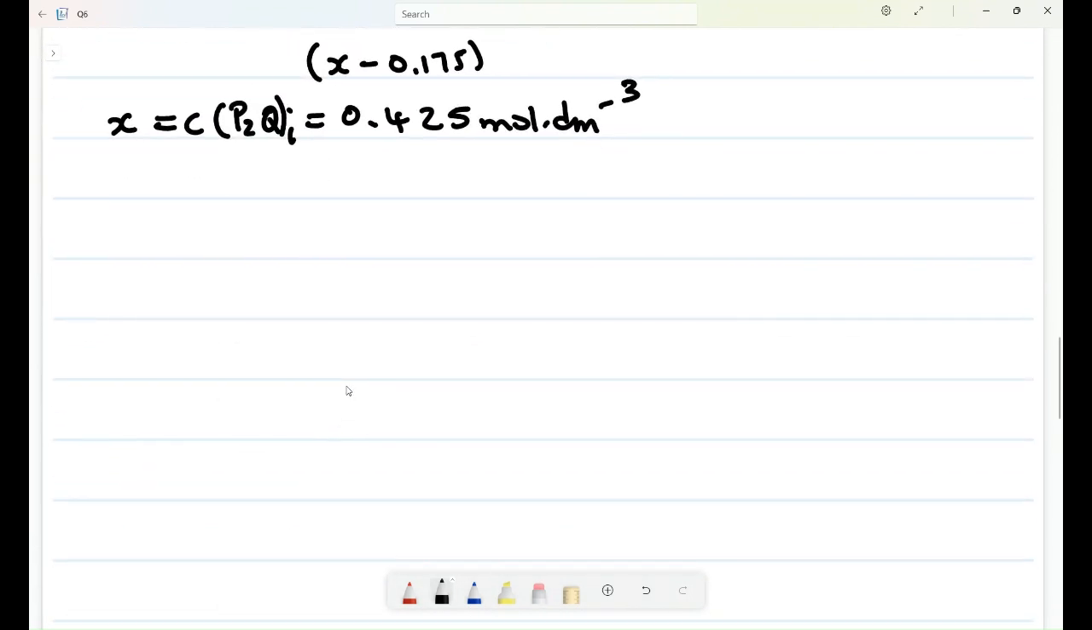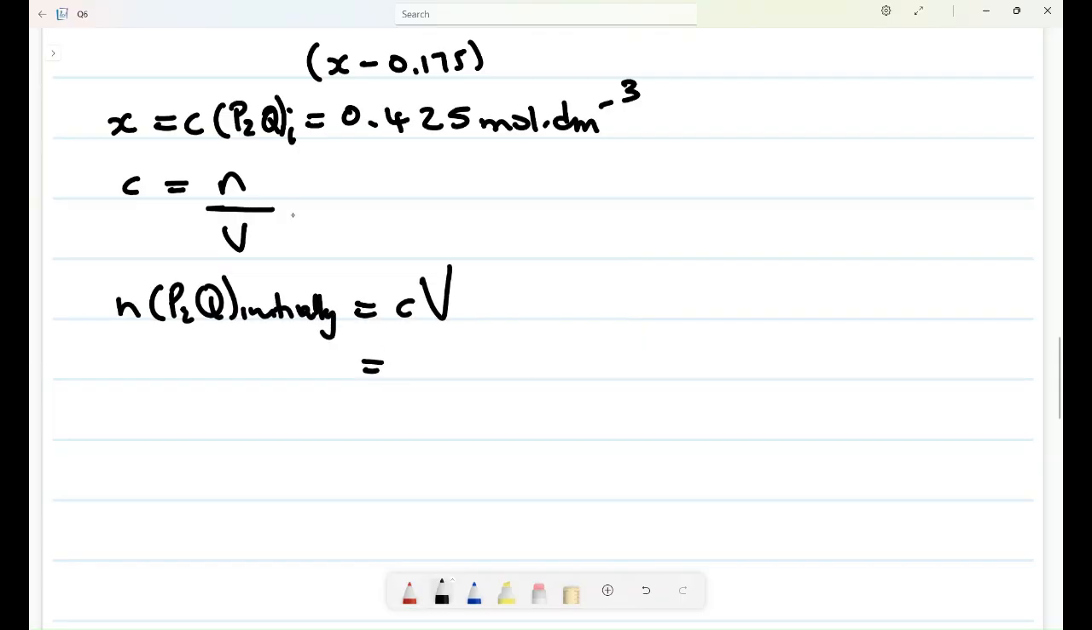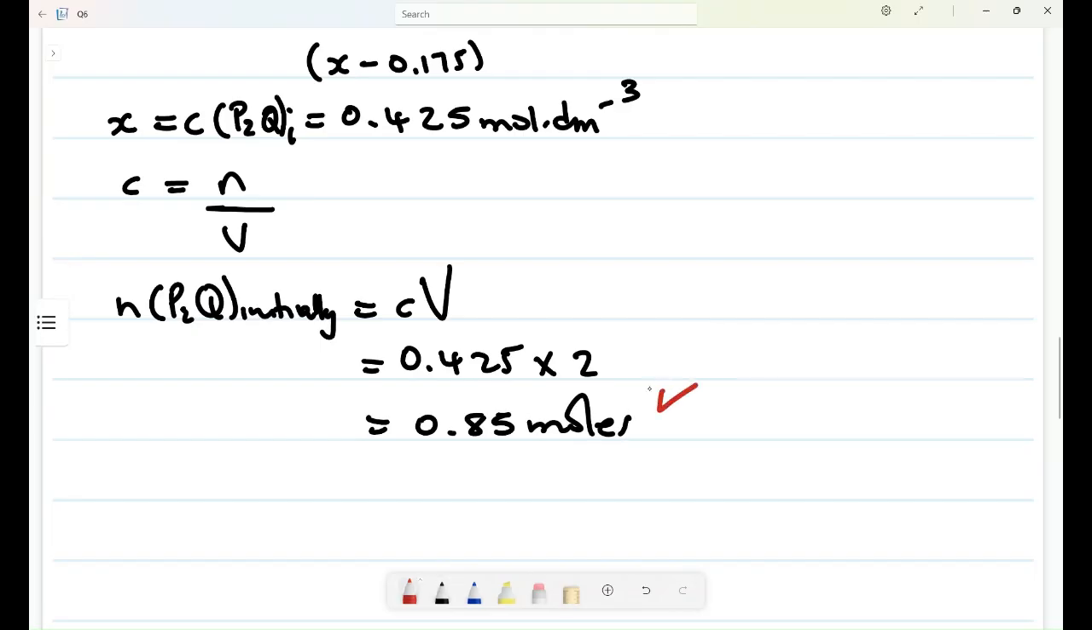I wish we had a better question for better understanding, but I'll try to record some of the equilibrium so that we find the moles of this. Now if I want the initial, remember the formula says C equals N divided by V. You can manipulate the formula: the number of moles of P2Q initially is CV. My C is my concentration, 0.425, multiplied by the volume, which was 2. So you get 0.85 moles. This is your final answer.